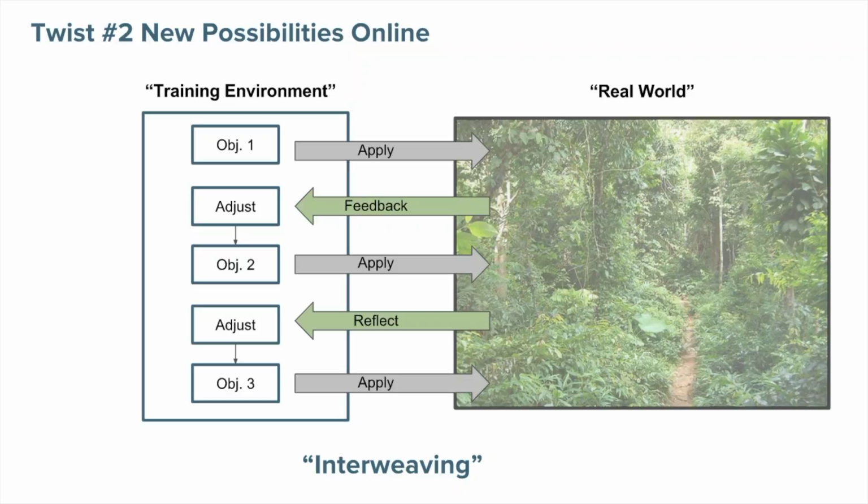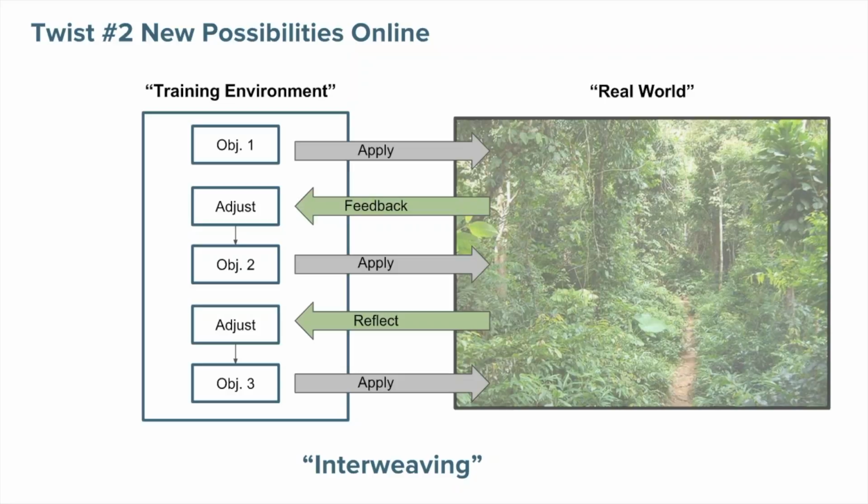So in this example, let's say you had 3 objectives you're trying to teach. You take the first one, you teach them this objective, you ask them to try it in the real world, and to come back with feedback or a self-reflection. Then you adjust, and then you work on the next objective that you have.